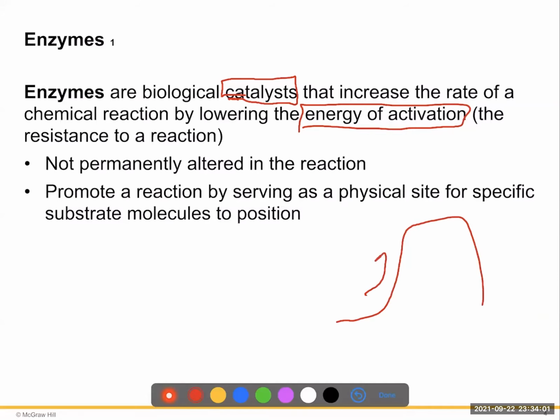So if you're climbing to the top of a mountain, instead of going all the way to the top, if you got a catalyst, you take the shortcut across the middle. So it makes it easier to do. It decreases the energy it takes for the reaction to get started. They're not permanently altering the reaction.